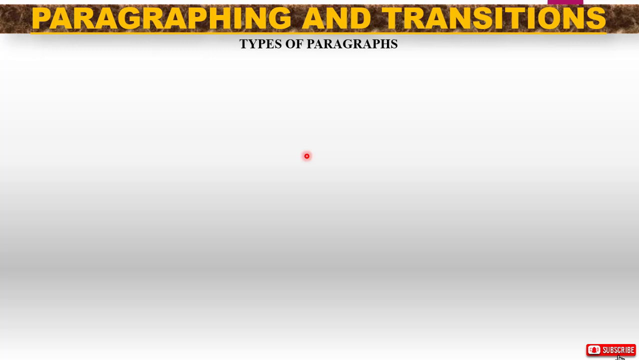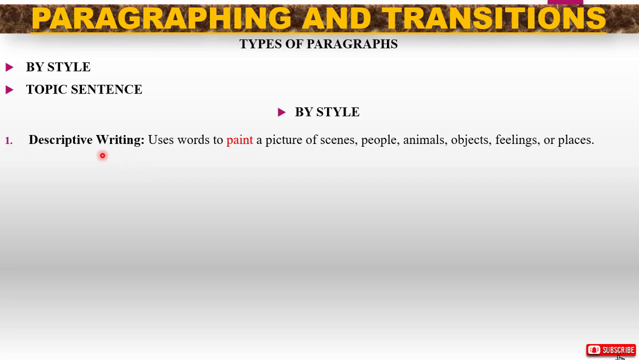We can group paragraphs into two main categories. We can have types of paragraphs by style and types of paragraphs by topic sentence. Let us start with paragraphing by style. We have four types of paragraphs by style. First of all, descriptive paragraphs or descriptive writing.